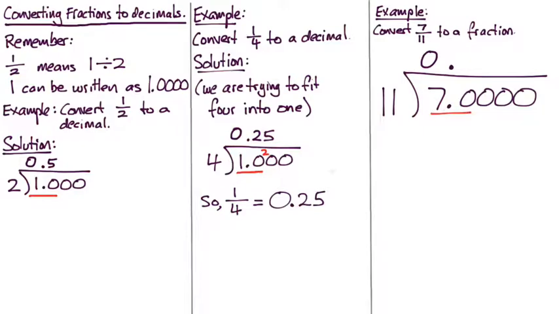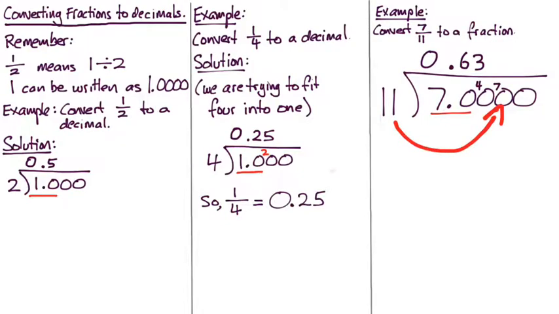So 11 into 70 goes 6 times. And how many is left over? Well, 6 11s are 66, so that's 4 remainder. So we place the remainder in front of the next 0. Now we're going to say, well, 11 into 40. Well, how many times does that go? It goes 3 times with 7 remainder.